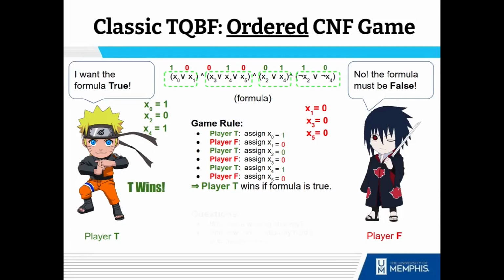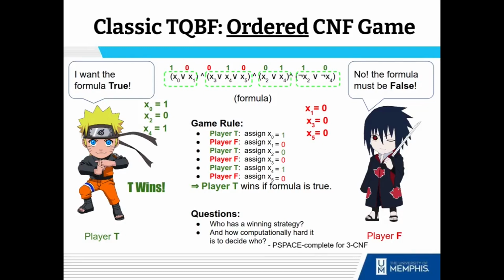So now the question is, who has a winning strategy given a CNF Boolean formula, and how computationally hard is it to decide who? We already know this problem is PSPACE-complete for 3-CNF.